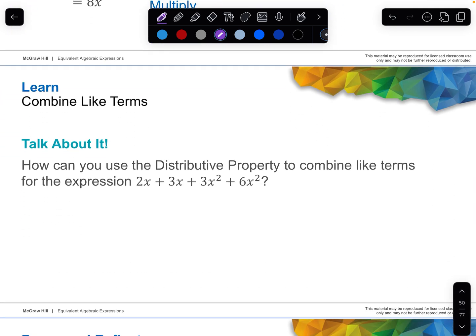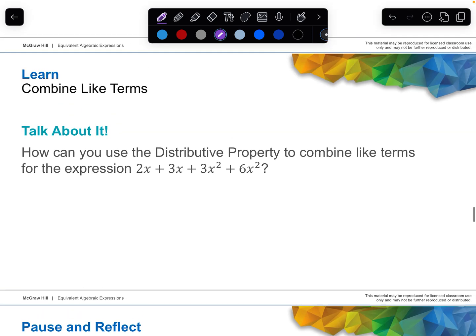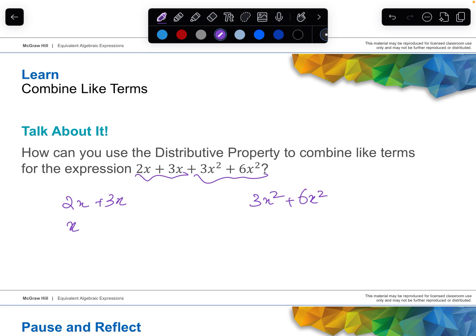I want you to think about how you can use distributive property to combine like terms for the expression 2x plus 3x squared plus 6x squared. Now let's do this. Let's combine our like terms first of all. I have 2x plus 3x. And then on the other side, I have 3x squared plus 6x squared. My common term here is x. So I can use my distributive property to say this is x times 2 plus 3.